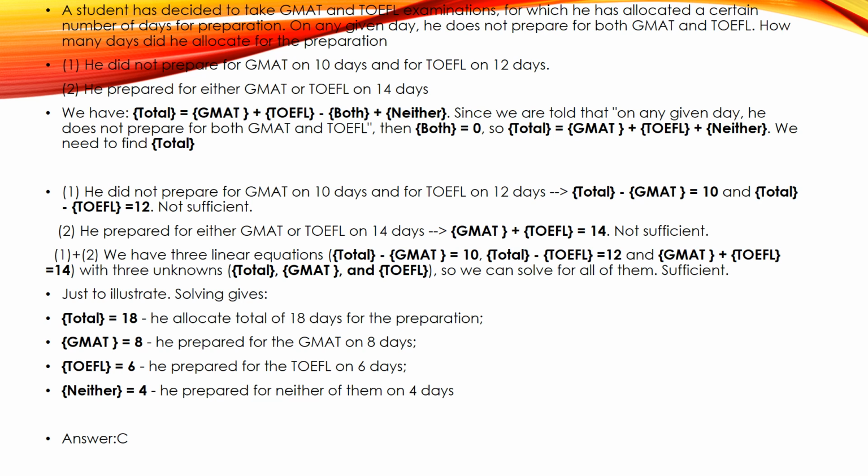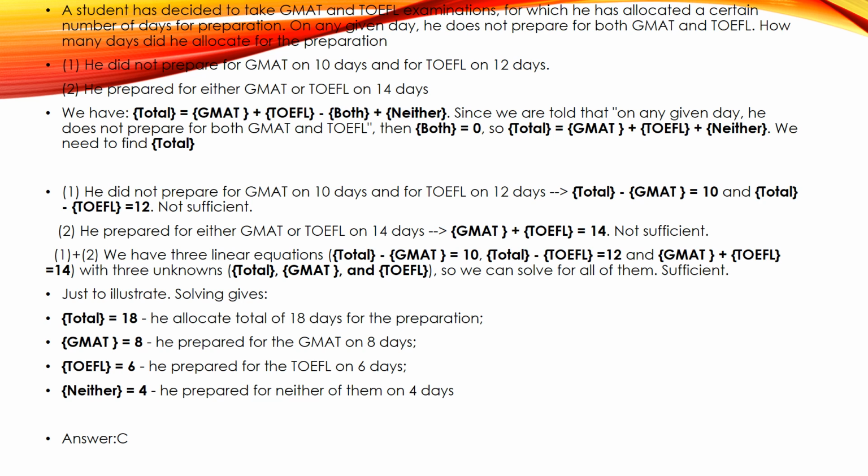So 1 plus 2, we have 3 linear equations. Total minus GMAT is equal to 10. Total minus TOEFL is equal to 12. And GMAT plus TOEFL is equal to 14. So we have 3 linear equations with 3 unknowns. Unknowns are total, GMAT and TOEFL. So we can solve for all of them. So this is sufficient. Just to illustrate, solving gives total is equal to 18. He allocates a total of 18 days for the preparation.